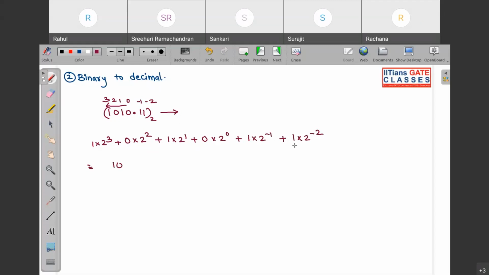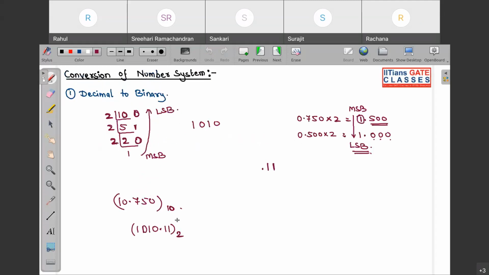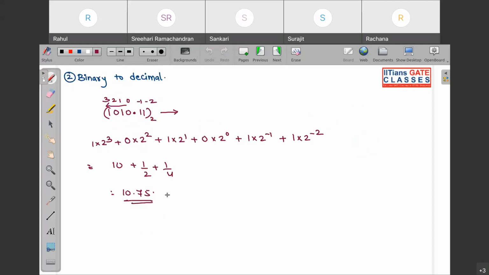So this is 10, and over here this will be what? 1 by 2 plus 1 by 4. So this is 3 by 4. So this will be 10 and 3 by 4, or you can even write 10.75. So the same number we had done previously also, 10.750. Okay, so we are getting 10.75.